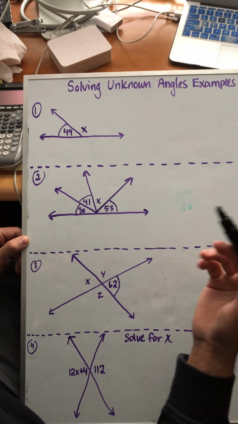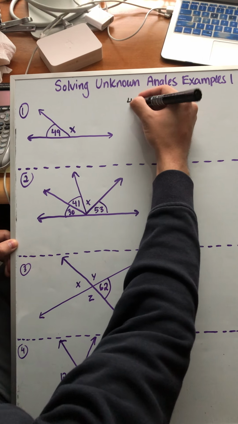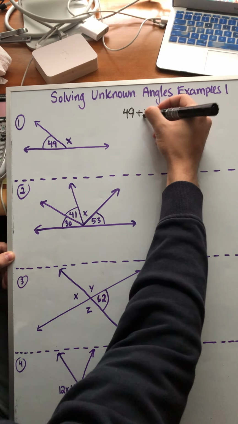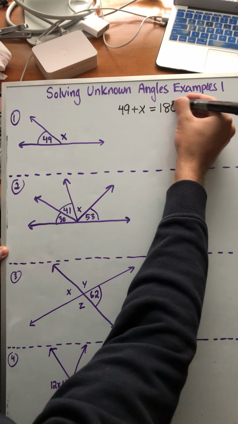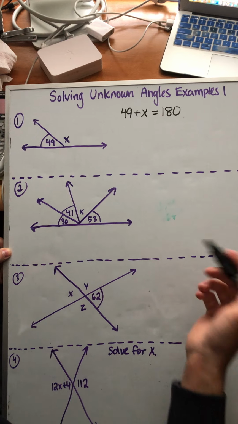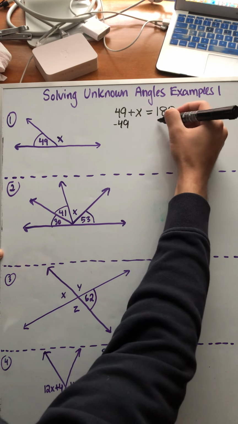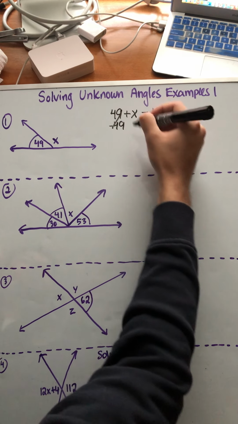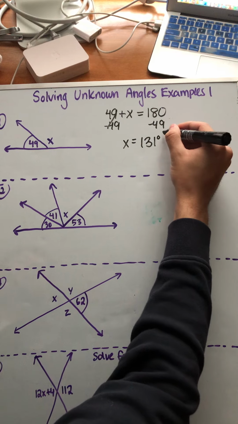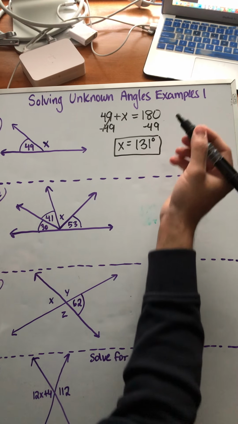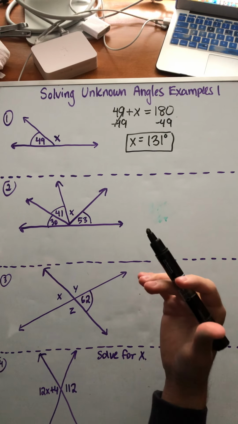So if you were to do an equation, it would be 49 plus x. Those two should add up to 180. Simple enough. To solve for x, you just subtract the 49, and x ends up being 131 degrees. And you need to know that because of that straight line. Some of you are not going to be able to see that.